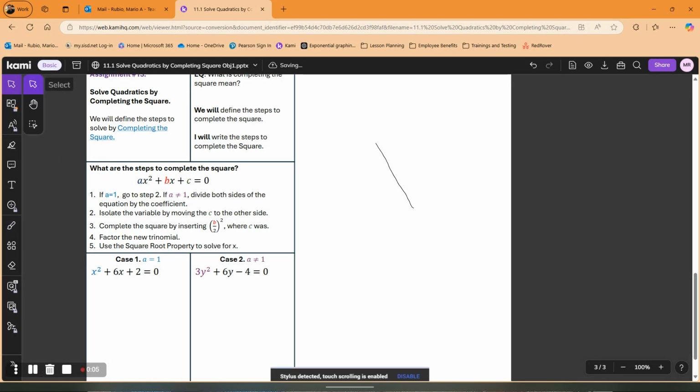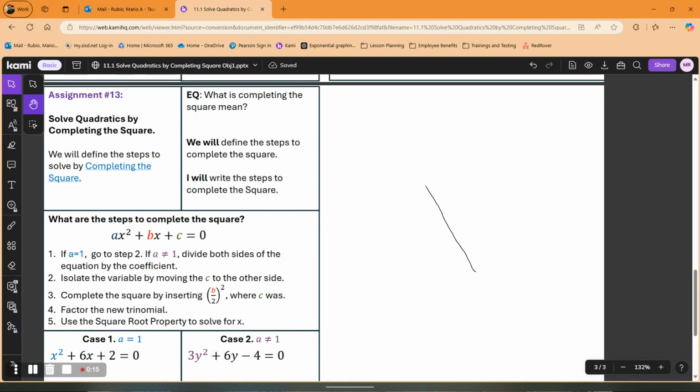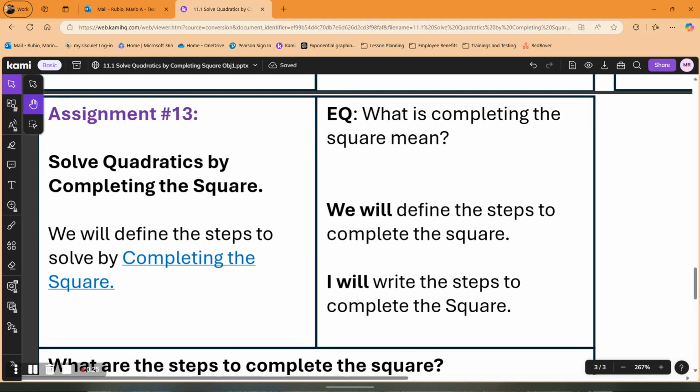Today, we're going to look into, it's still part of assignment 13, but it's the second part of 13, which is solving quadratics by completing the square. Yesterday, we looked at the square root property, but today we're actually going to see the steps of what it means to complete the square. Okay.